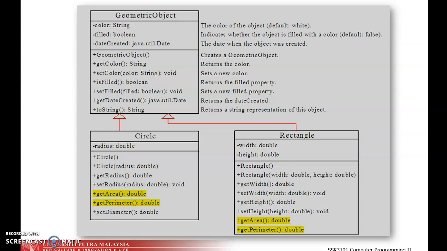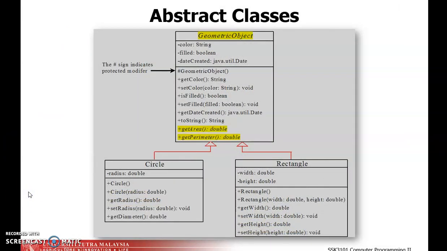Okay, what next? Right, in the following slide, we can notice that those methods in yellow, getArea and getParameter, have been brought up to the superclass GeometricObject. According to the class diagram, class Circle and class Rectangle no longer keep those methods in their class. This is what we call the concept of generalization. Methods share the same name, however, the implementation is different.